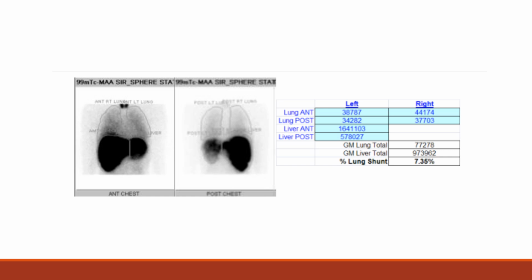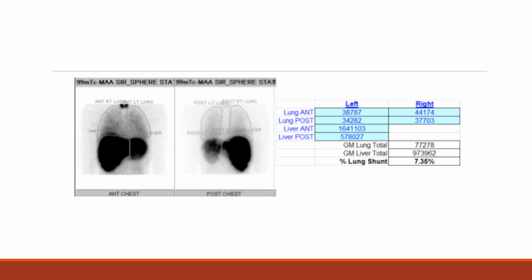Then we do liver anterior and posterior. We do a geometric mean for the lung and a geometric mean for the liver, and it comes up to 7.35% shunting. As you saw on the previous slide, we're doing Serospheres, so that would be less than 10%, and we do not need to reduce the dose of the therapy. This table here is straight from a processing software. This is what it would look like to you on your end. So that's not something that you're sitting down and calculating the math for, but that's what it looks like.